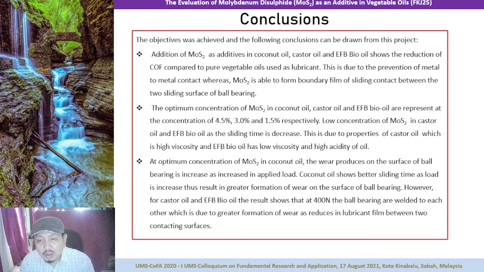4.5, 3.0, and 1.5 respectively. Low concentrations of molybdenum disulphide in castor oil and EFB Bio-oil result in decreased sliding time. This is due to the properties of the oils: castor oil has high viscosity, and EFB Bio-oil has low viscosity and high acidity. At the optimum concentration of molybdenum disulphide in oil, the wear produced on the surface of the ball bearing increases as the load increases.